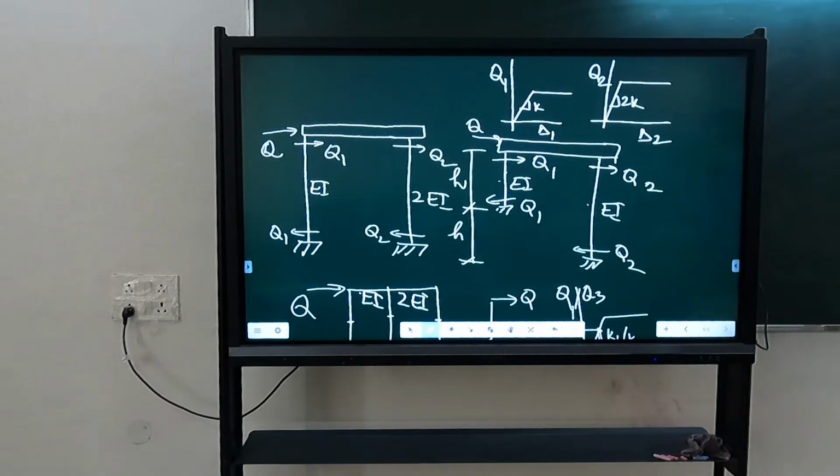Either you add, so both ways you can do it. These problems you can attempt both ways. You calculate Q versus delta of individual components and connect them in parallel or series. That will also give you the same thing. Or if you know in advance the stiffness, you can distribute in proportion to the stiffness. Then also you will get the same answer. Because both the actions are same. Distributing in proportion to stiffness is nothing but adding them in parallel.